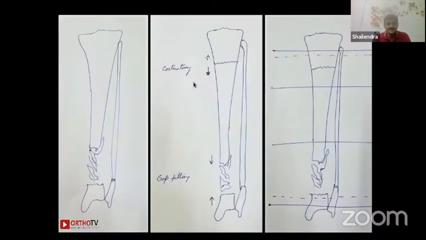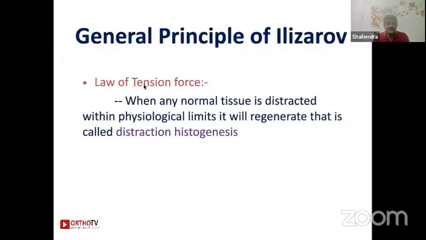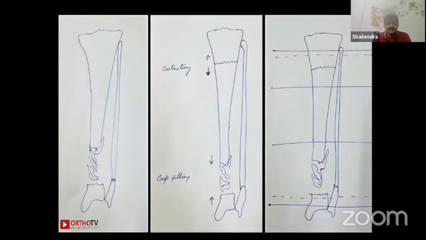So this is the AP and the lateral view. This is a non-union, an infected non-union. Then what will you do next? This is our planning. This is the lower one-fourth of the tibia with bone loss. So we plan corticotomy in the upper end and compression or docking at the lower end.